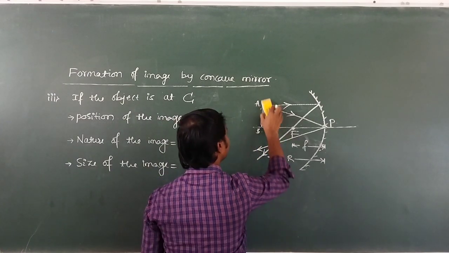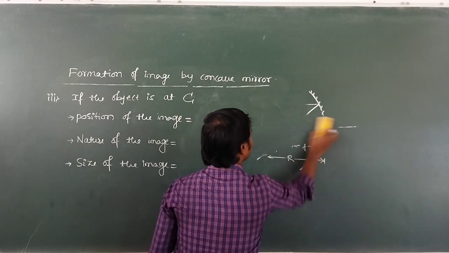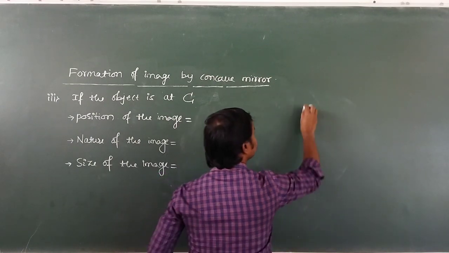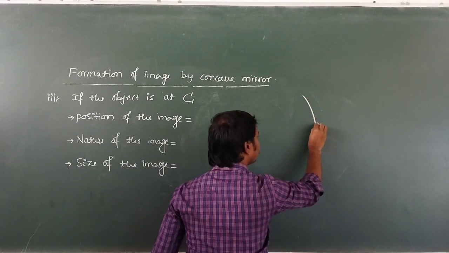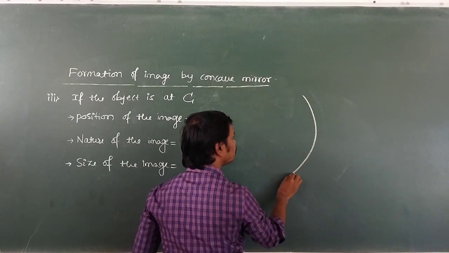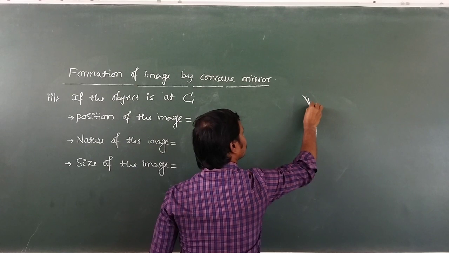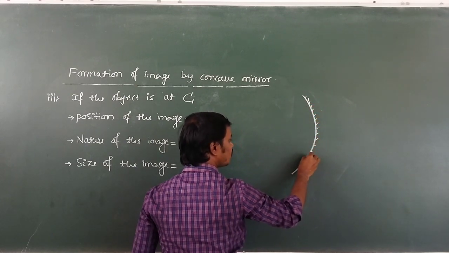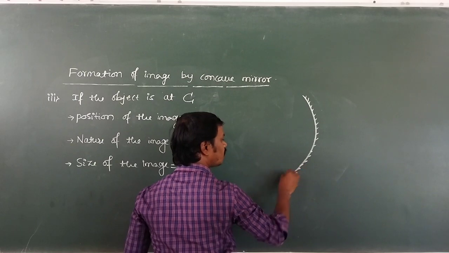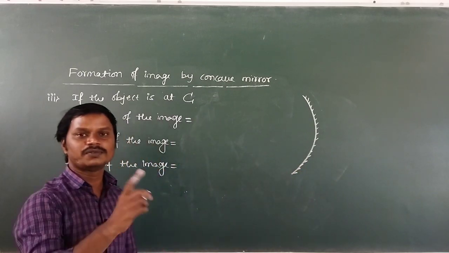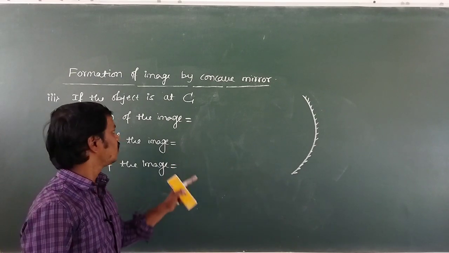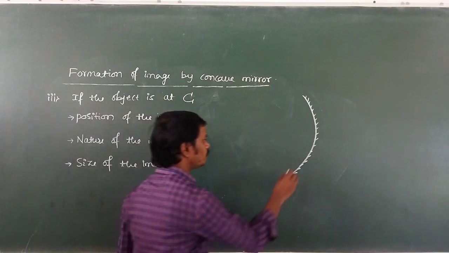Now, so once again I will draw the diagram. What is the case here? Here the case is the object is at center of curvature. First case, object is at infinity. Second case, object beyond C. Now third case, object is at C.